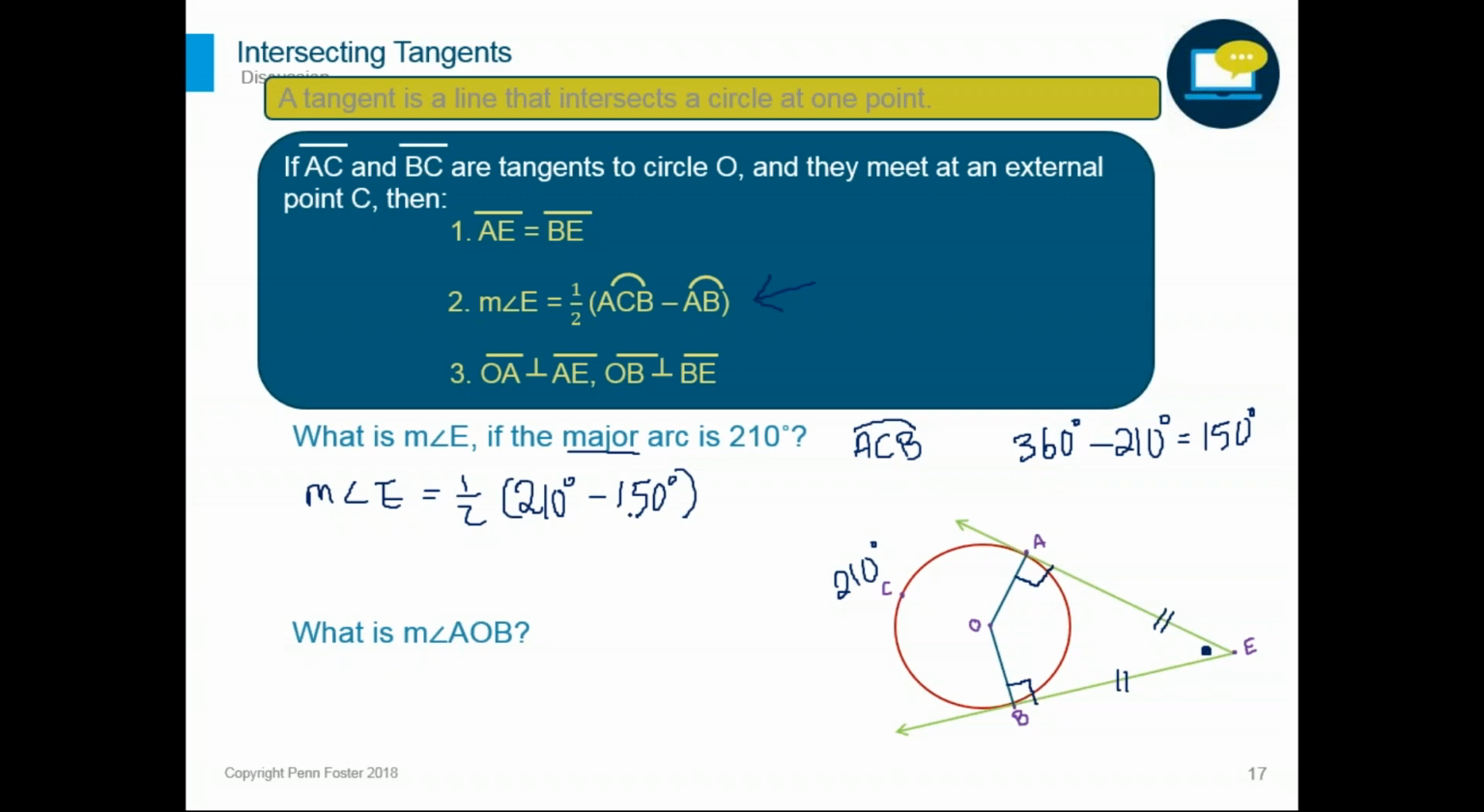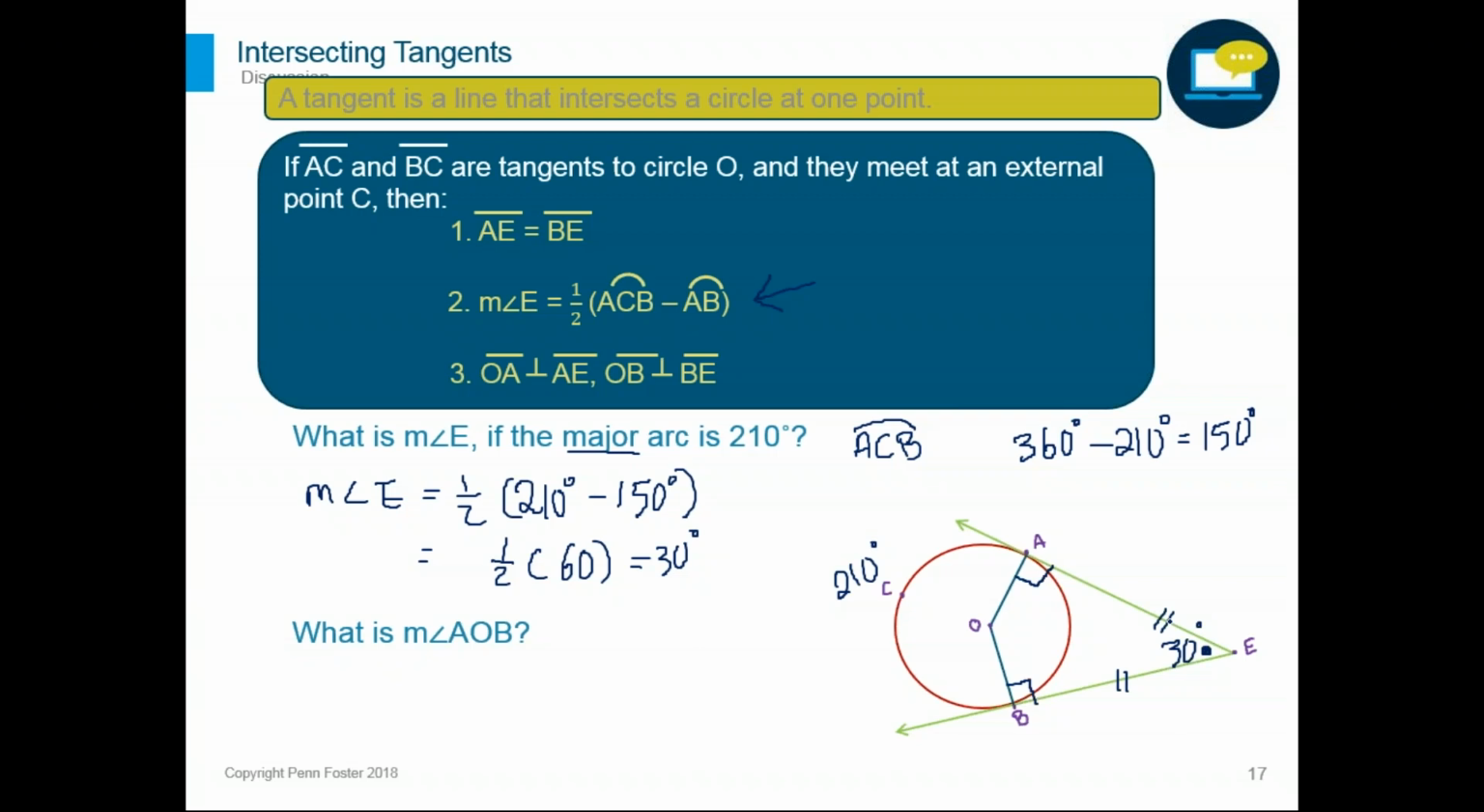Now all I need to do is evaluate the expression the correct way, the parentheses first, so subtract, and then multiply times half, or divide over 2. It's the same way. So it's going to give you half times 60, and that will give you 30 degrees for the angle E, 30 degrees. Any questions? Anything that was not clear on that question?